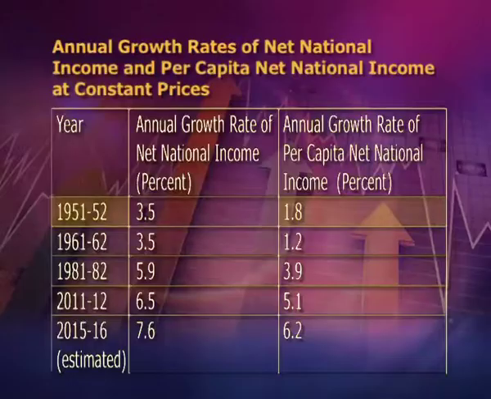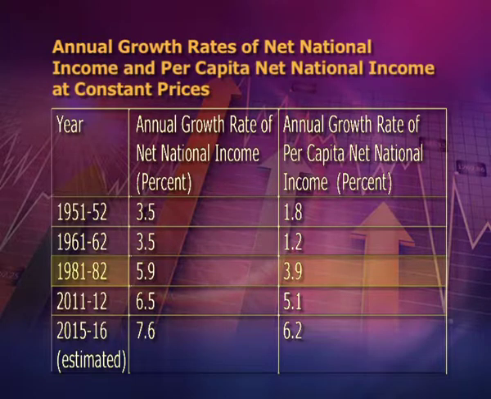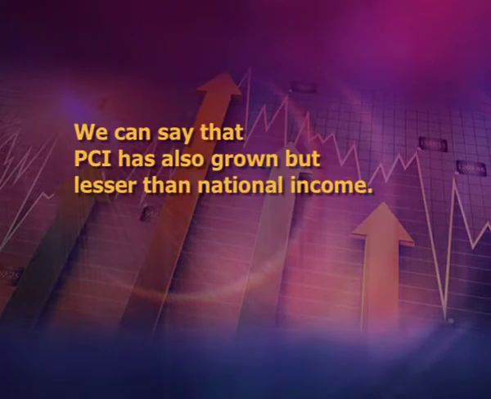Does this mean that per capita income also rises at the same rate? Let us check the table again for the per capita income growth rate at constant prices. Looking at the table, we see that in 1951-52 it was 1.8%, in 1981-82 it was 3.9%, in 2011-12 it was 5.1%, and in 2015-16 it was estimated at 6.2%. Hence, we can say that per capita income has also grown, but a little less than the national income. Why is it so? We need to ask ourselves these questions.